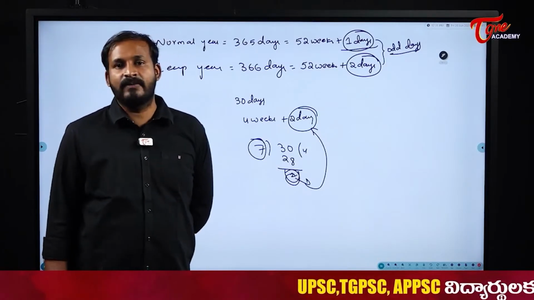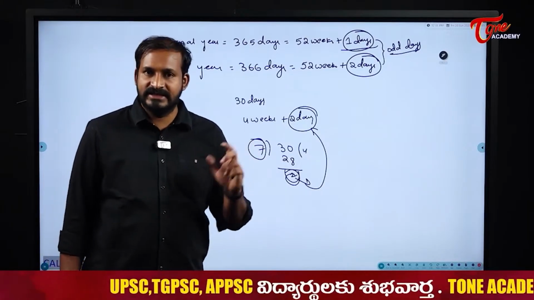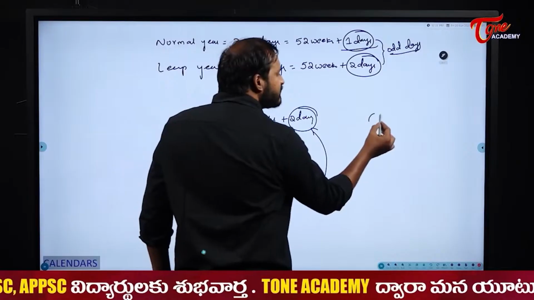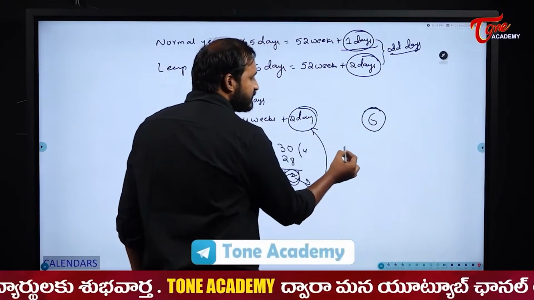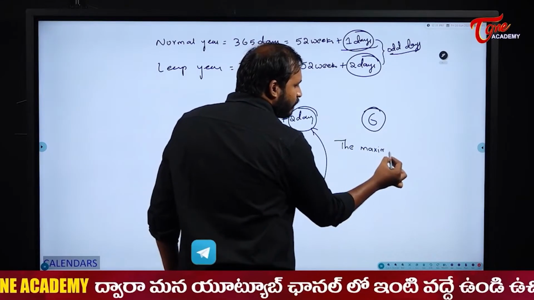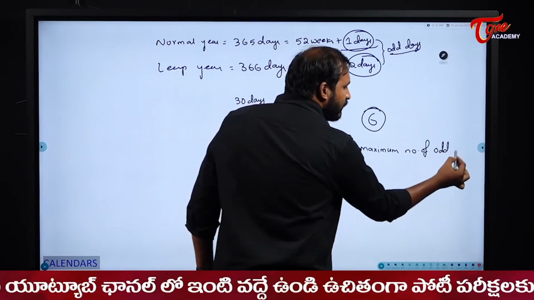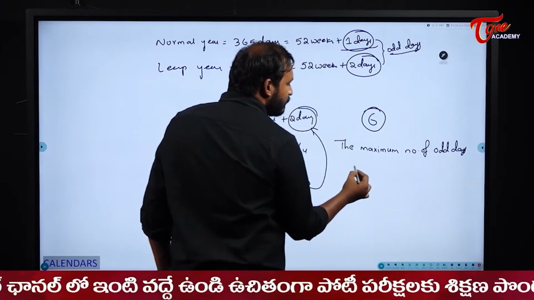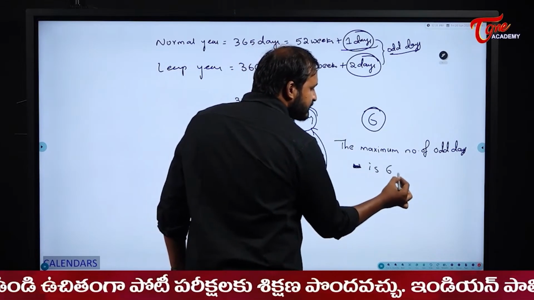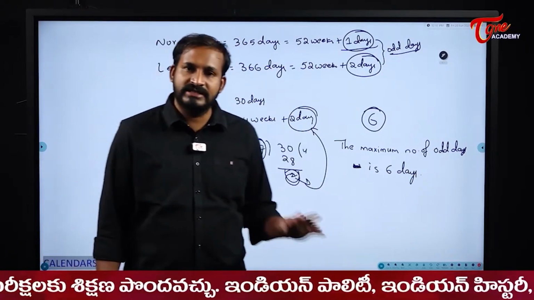That means when you divide any number by 7, what is the highest remainder possible? 6, right? So the maximum number of odd days is 6 days. You will have a maximum of 6 odd days, not more than 6.